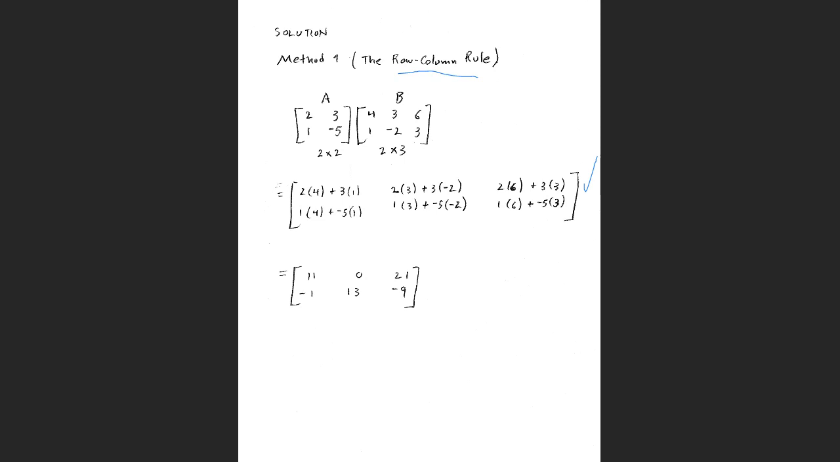Okay, so why do they call this rule the row column rule? Well, look at what we do here. How do we get this entry here? This entry is in the first row and the first column of this product matrix, A times B. To get that entry, we had to multiply the first row of matrix A times the first column of matrix B, and you do it element by element. So 2 times 4 plus 3 times 1.